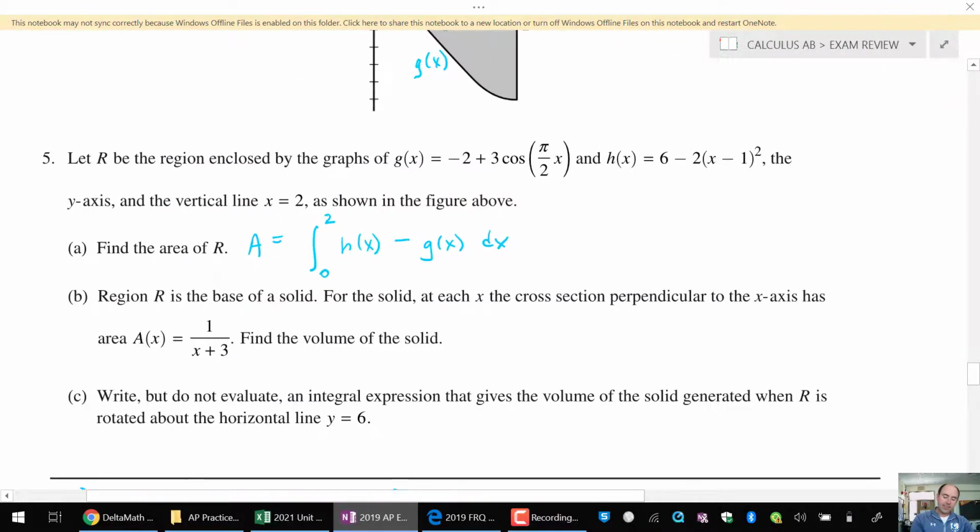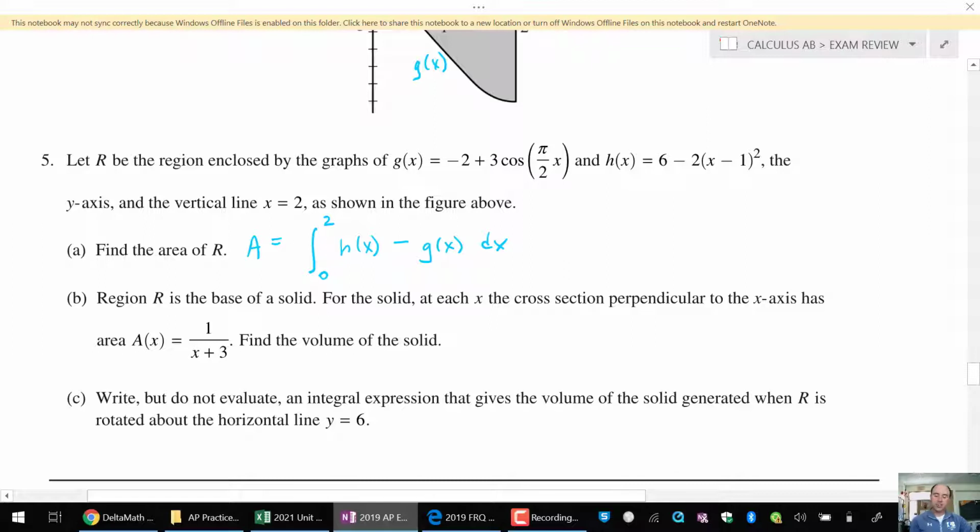Part B says that R is the base of a solid. For the solid, at each x, the cross section perpendicular to the x-axis, that means I'm going to have a dx integral, has an area of 1 over x plus 3. So the cross-sectional volume is simply going to be, in this case it'll still be from 0 to 2, and the area is given as 1 over x plus 3 times dx. So if this expression is area, think of that as units squared times dx, a linear unit.